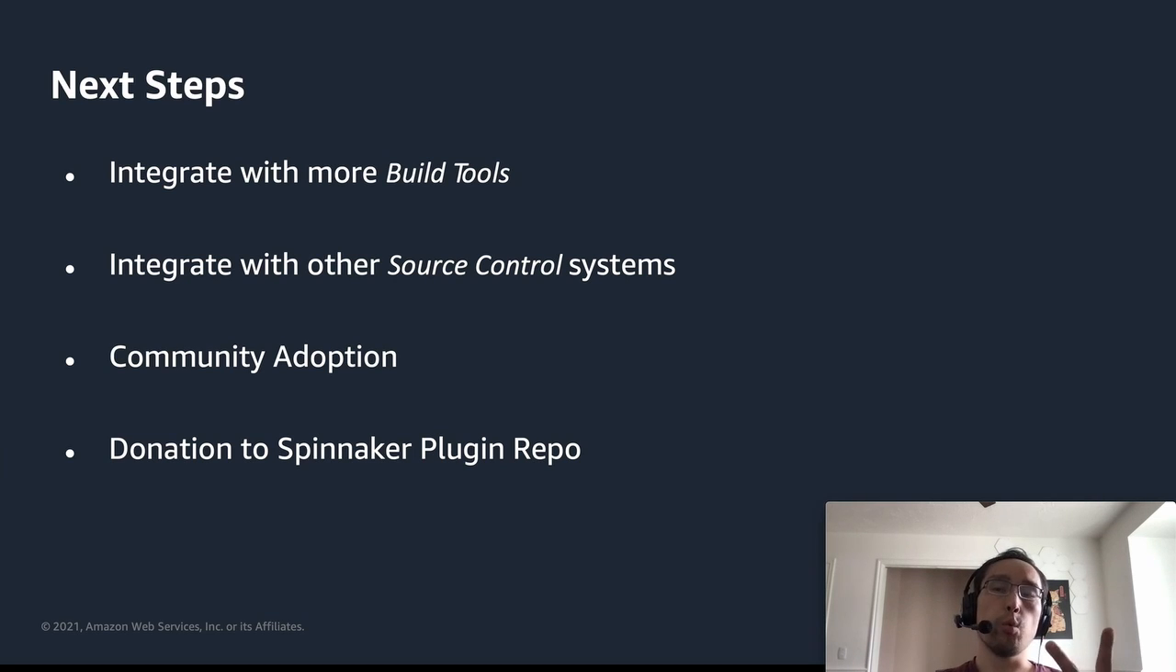And second, we would like to add support for more source control systems. Currently, we only support GitHub, but we would like to extend that to other systems like GitLab and CodeCommit. And third, as we add more features to the plugin, we would love to see more adoption in the Spinnaker community. Being able to see and track down code changes from Spinnaker is a very nice feature, and it will enhance productivity for end users as well. And lastly, we would like to donate this to the Spinnaker plugin repository in the future. We are not sure when yet, but this is something we would like to do.